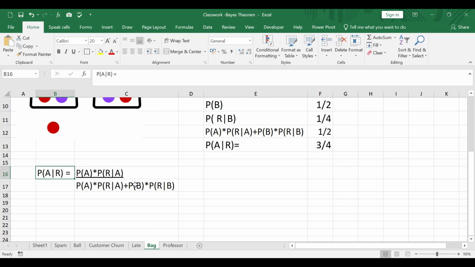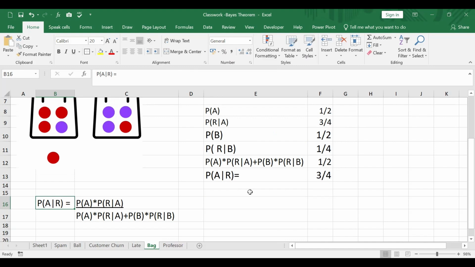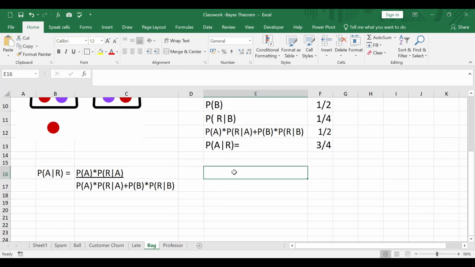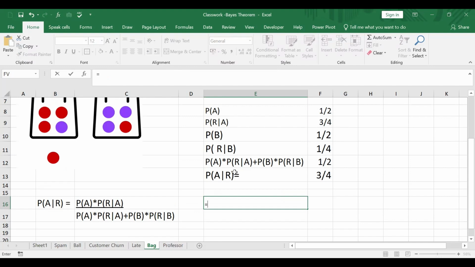If there is another bag C, then you can add plus P of C. If there is another bag D, you have to write P of D and P of R given D also. Now, here only two bags are there. Values are here, so it is equal to P of A times P of R given A, that is multiplication of this star, divided by the same thing repeated. I can copy like this with Control V, plus I have to do it for this one, that is plus this star, this one, bracket close. That comes to 3 by 4.